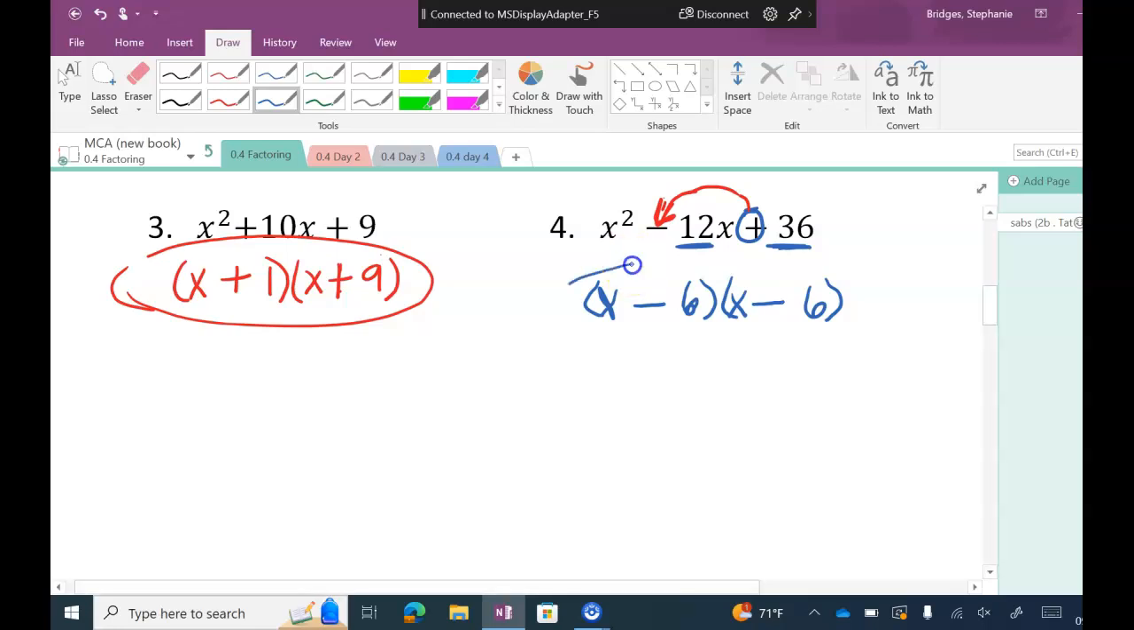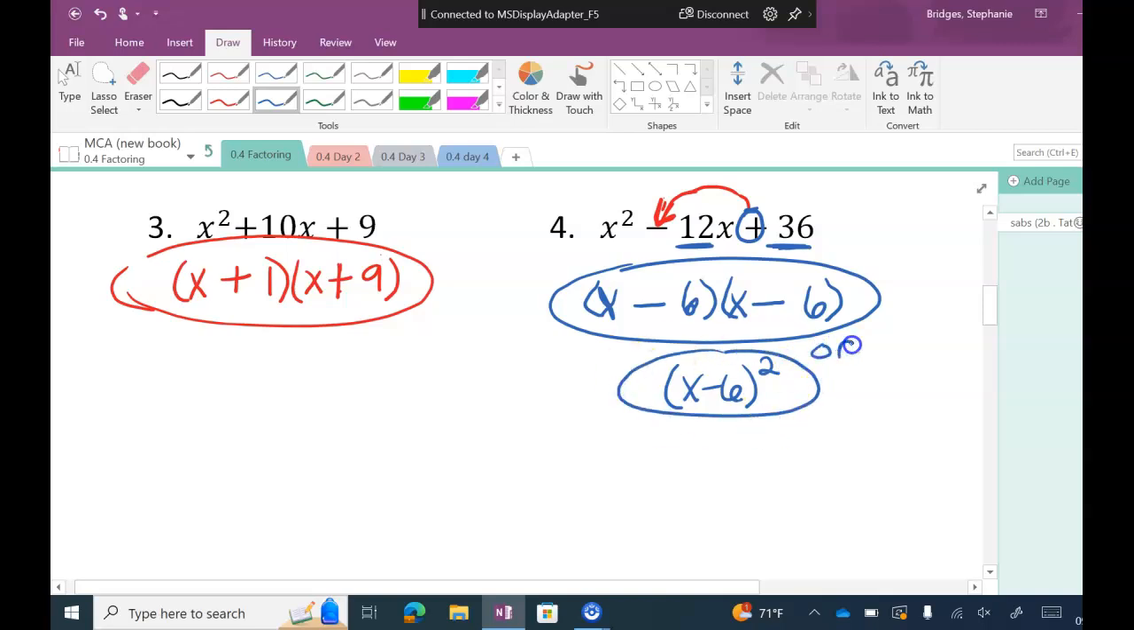Okay. This can be your answer also. Some of you prefer to do that. Doesn't that mean the same thing? Okay. So either one of those answers would be okay. I tend to just leave it as x minus 6 and x minus 6 twice. But if you want to put x minus 6 squared, that means exactly the same thing. Are we kind of okay?